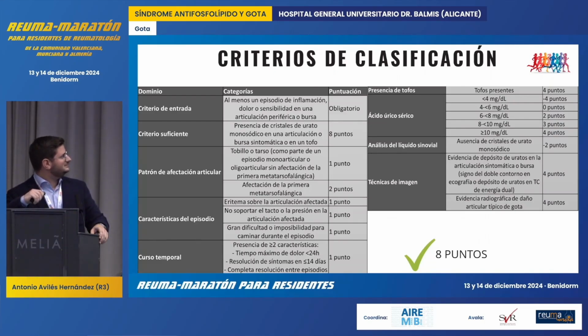A sufficient criterion for its diagnosis is the presence of monosodium urate crystals, as stated in the previous definition. However, there are other domains that refer to gout-related data, so we could reach a diagnosis of gout, as we will see later, without the need to find uric acid crystals in the synovial fluid sample.